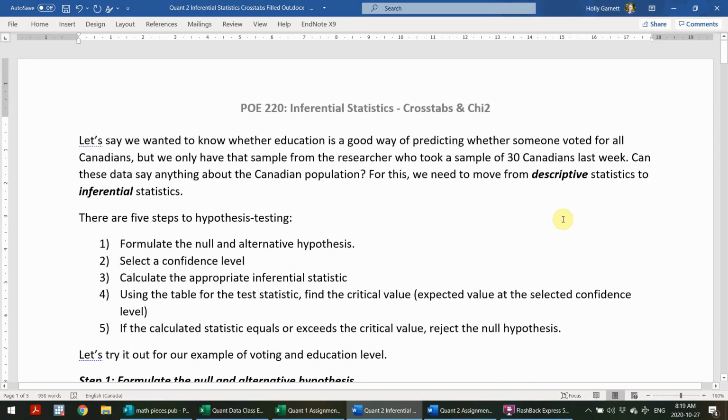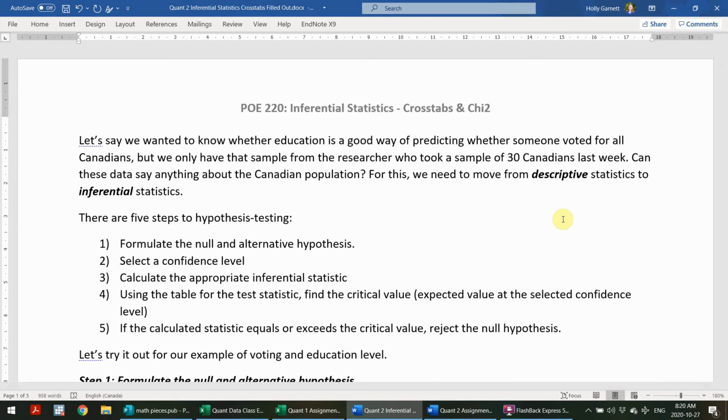So let's say we wanted to know whether education is a good way of predicting whether someone voted for all Canadians, but we only had that sample from last week from that researcher who took a sample of 30 Canadians. Can these data then say anything about the Canadian population in general?